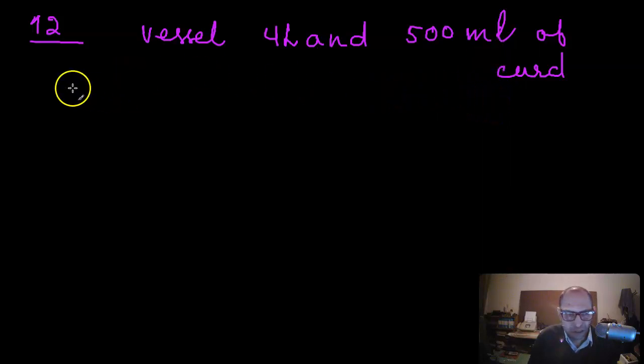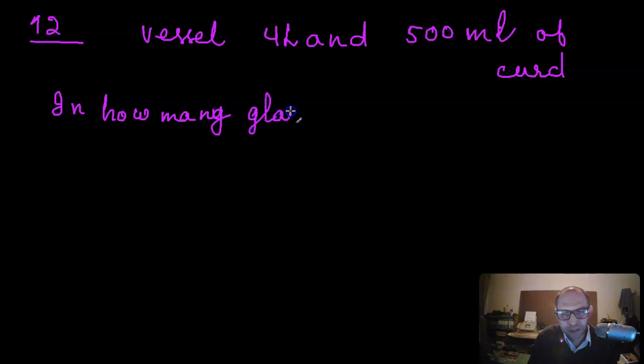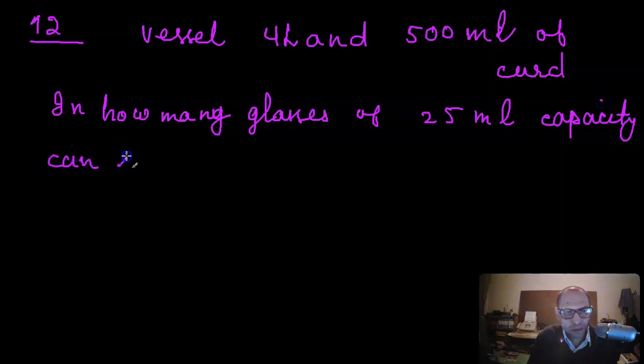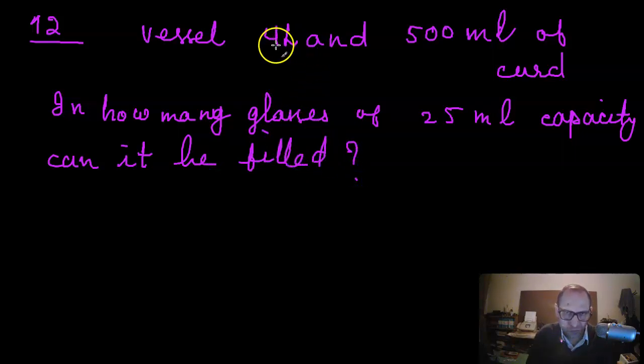In how many glasses? So essentially you want to know in how many glasses of 25 ml capacity each it can be filled. So you have 4 liters and 500 milliliters of curd, and the capacity of the glasses is 25 ml. Liters and milliliters are units of volume, so you want to know how many glasses you need in order to fill all of the curd into these glasses.